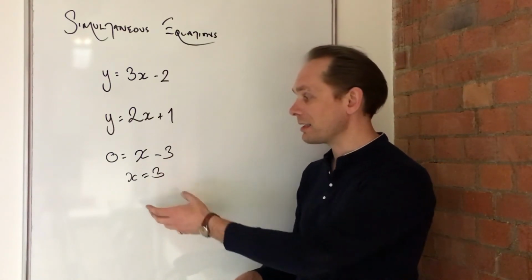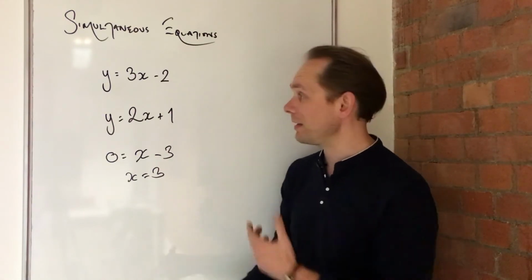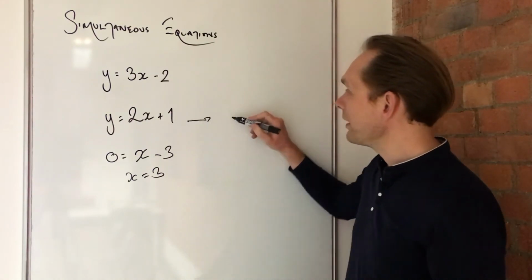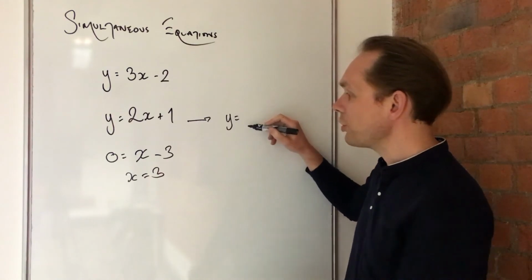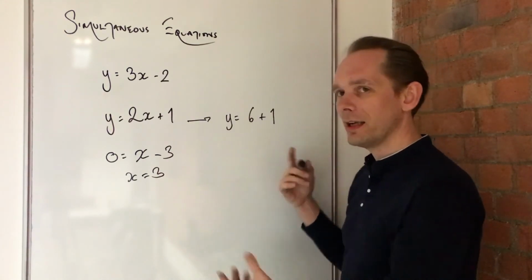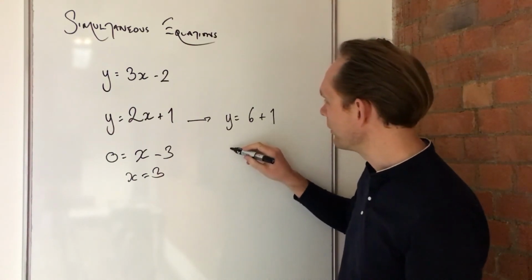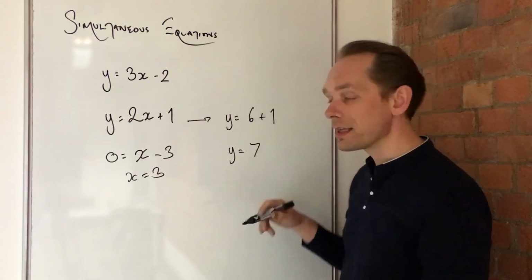Third step is then to take that value and substitute it back into one of these equations. It doesn't actually matter which one. I'm going to take this one. So I'm going to say y is 2x, 2 times 3, 6 plus 1. And then my last step is to add 1 and 6. Isn't that horrible? y equals 7, the end.